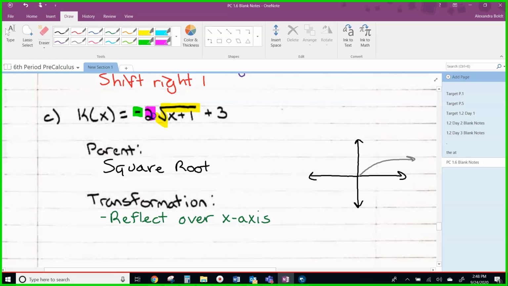Then we can read the 2, and like we just saw in the previous problem, that is a vertical stretch. Oh, I should graph that. Okay, it's a vertical stretch by 2.